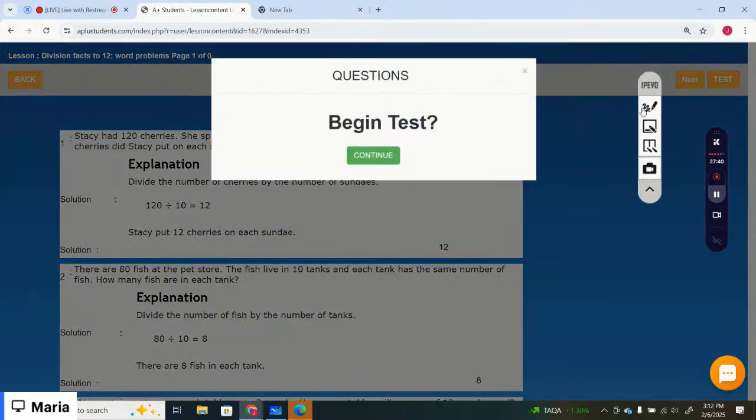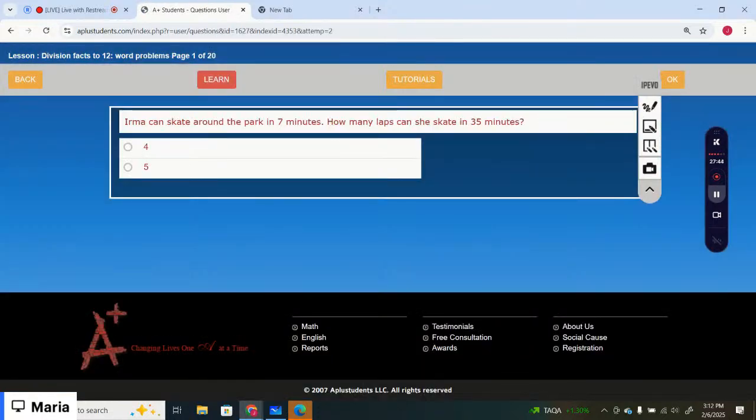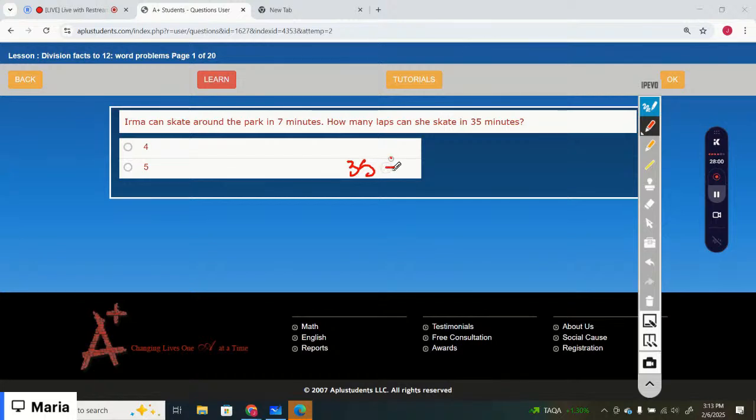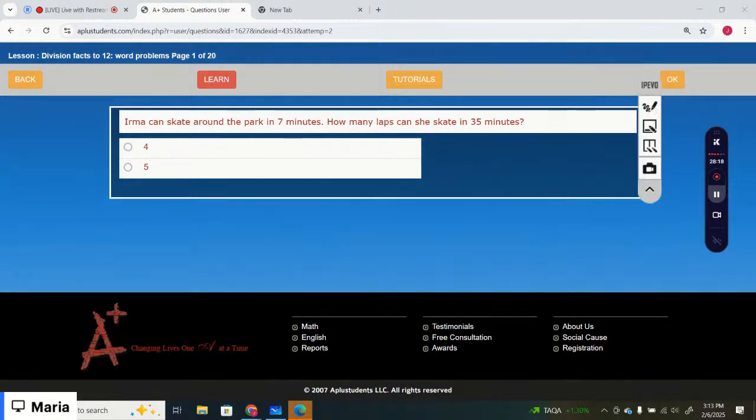Let's just start with the test questions. Irma can skate around the park in 7 minutes. How many laps can she skate in 35 minutes? So 35 divided by 7. 7 times what number is 35? 7 times 5 is 35. So the correct option is 5. That means she can do 5 laps in 35 minutes. Option number 2 is the correct option.